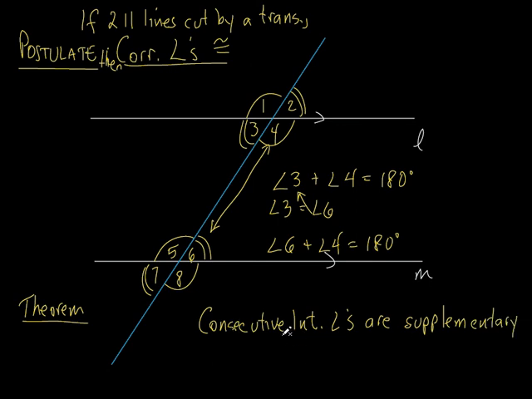So consecutive interior angles, they're not equal to each other, because if you look at it, there's no way in the world they're equal, right? That's a big old obtuse angle. This is a little acute angle. There's no way they're the same, but they are supplementary to each other. And do you see what we just did right there? This is basically a proof.